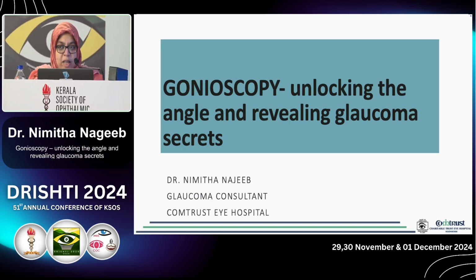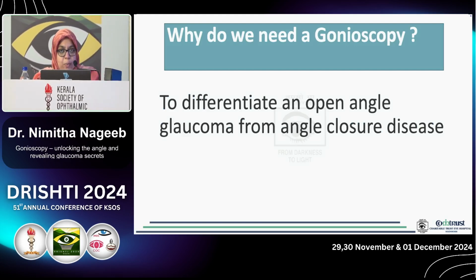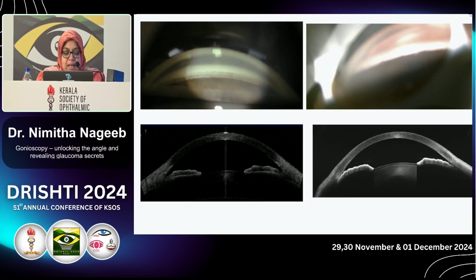So I'll be talking on gonioscopy. Primarily, gonioscopy is done to differentiate open angle from angle closure disease. And this is the gonioscopic picture of open angle. Whereas when there is an iridotrabecular contact, the angles are closed and none of the structures are visible.